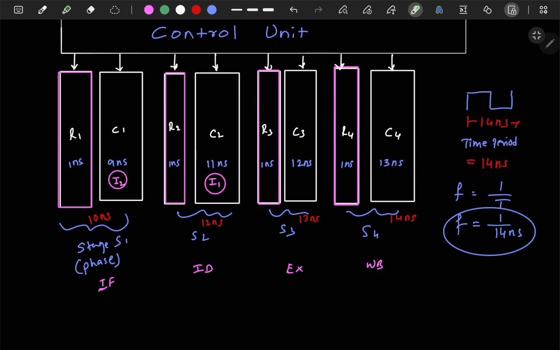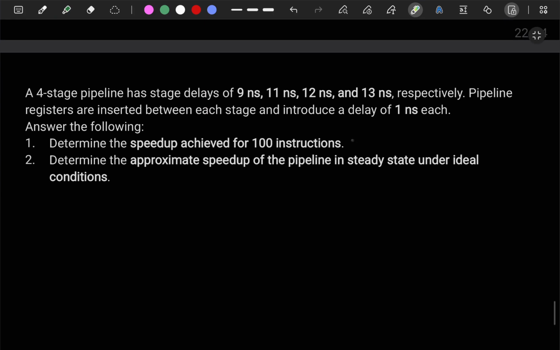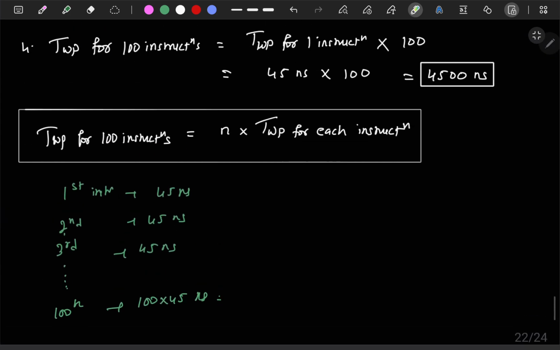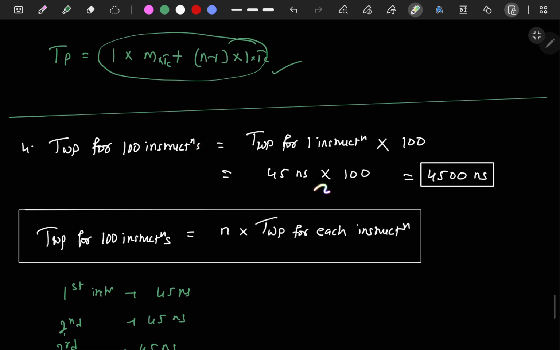Now the first question is to calculate the speed up for 100 instructions. So what is the formula for speed up? We already know it: time taken without pipelining divided by time taken with pipelining. The time taken without pipelining for 100 instructions is 45 into 100.